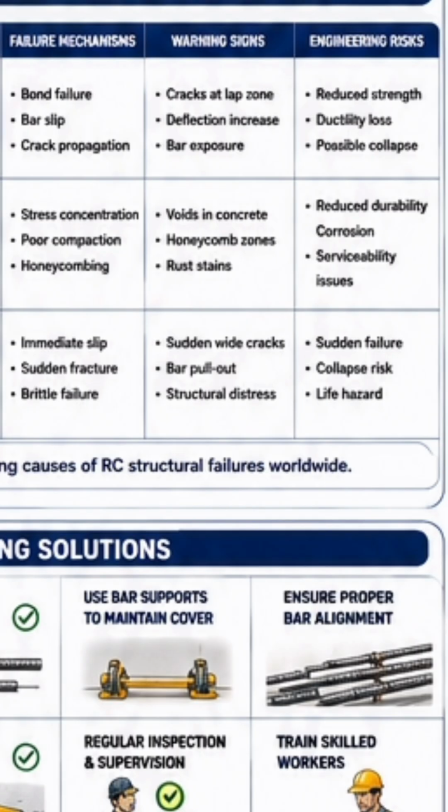Then for the overlapping, you have reduced durability and corrosion, right? So then we have serviceability issues. So you're going to have serviceability issues, reduced durability, corrosion. Then for your underlapping, we are going to have sudden failure, right? Then collapse risk, then life hazards. So there's going to be threat to life. You understand? Because a building can suddenly collapse, which is the greatest risk in construction.